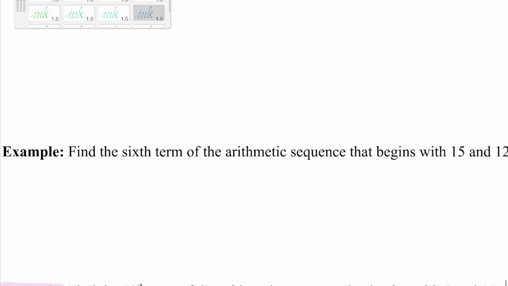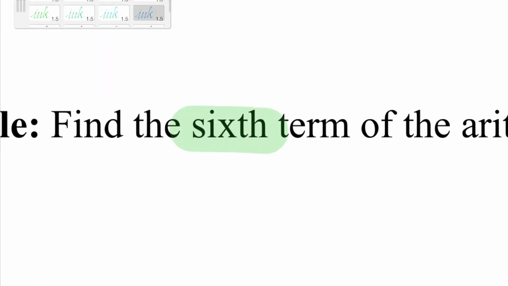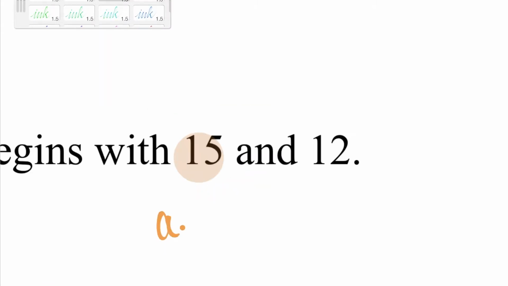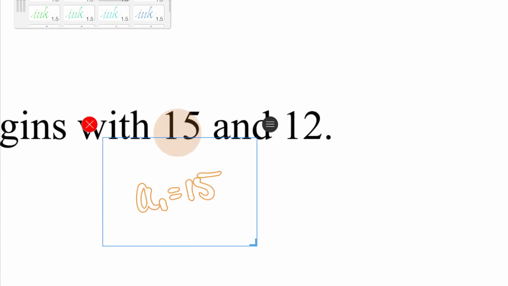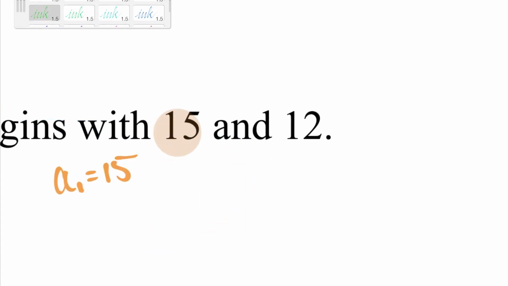The next situation we're looking at, they want us to find the 6th term of the arithmetic sequence that begins with 5 and 12. So they've told me my first 2 terms in this case now with 5 and 12, and they're telling me that instead of the nth term, we're finding the 6th term. So my n is going to be 6. My first term is 15. And then they give me the first 2 terms because since I have 2 terms, I can find the difference in between, which will be d.